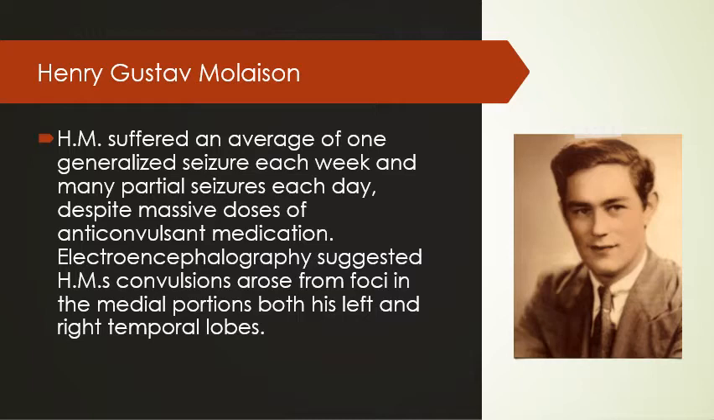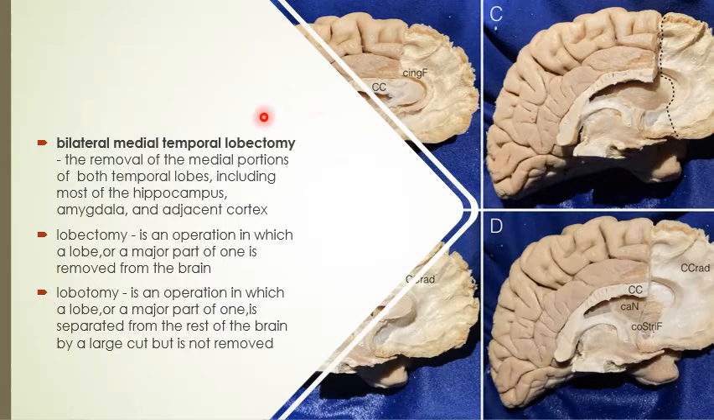HM was tested using electroencephalography, and it suggested that the convulsions arose from foci in the medial portions of both his left and right temporal lobes. Based on the tests, the doctors and the researchers suggested taking those parts out, since this is probably what is causing the convulsions and the epileptic seizures. The procedure is called the bilateral medial temporal lobectomy.